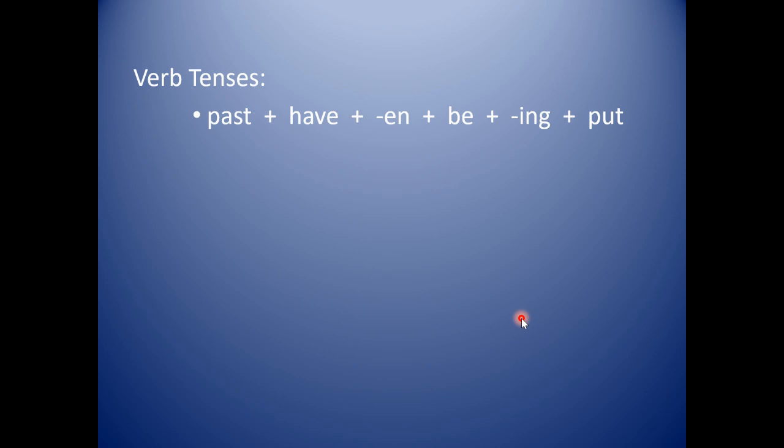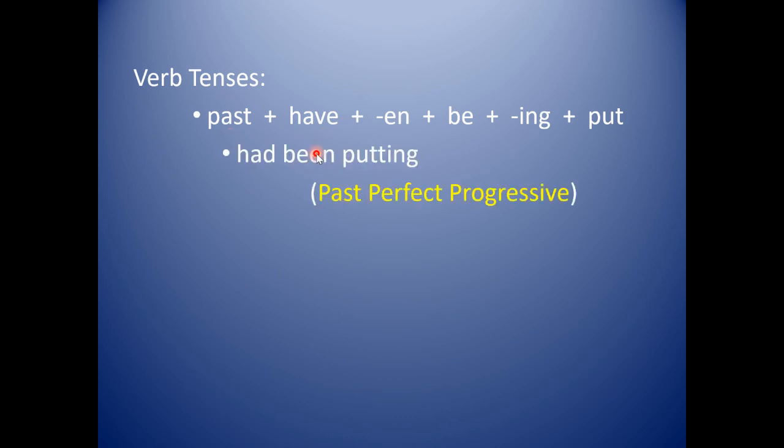To contrast that, let's do the past of have and en plus be plus ing plus put. Well, the ing makes it progressive. I know that. The have is going to make it perfect. And then when I have the word past, it's going to be the past perfect. So this should be the past perfect progressive, had been putting, as the past perfect progressive. And those are the traditional tenses that we're going to find as we build our timeline next.